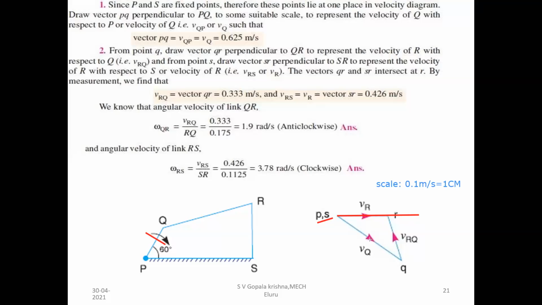When the mechanism moves in our particular four-bar chain, the PQ link goes to the bottom side. That means it is already a turning motion.